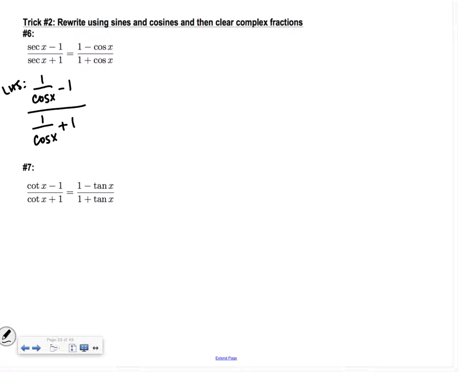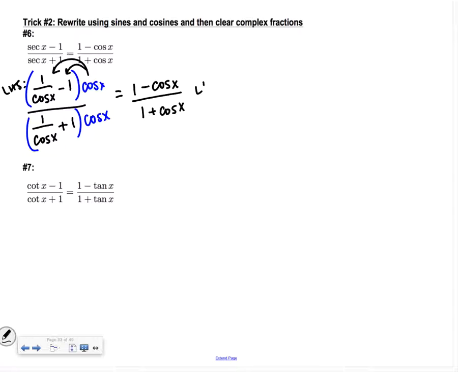And when you have complex fractions, hopefully you did a little bit of this in Algebra 2, you can actually just clear by multiplying by the common denominator. So in this case, the only denominators we have are cosine. So we're going to multiply by cosine of x over cosine of x. When I do that, it's going to go in here, and you're going to have 1 over cosine of x times cosine. So I'm going to have 1, and then I have minus cosine of x. And then all on the bottom, I have 1 plus cosine of x. And you can see that actually gives you the left-hand side, so we're good.